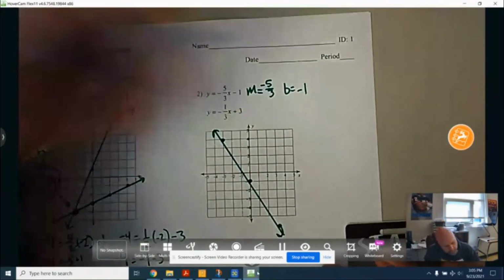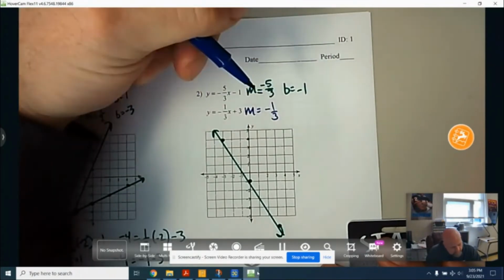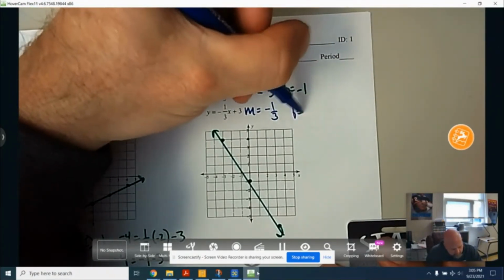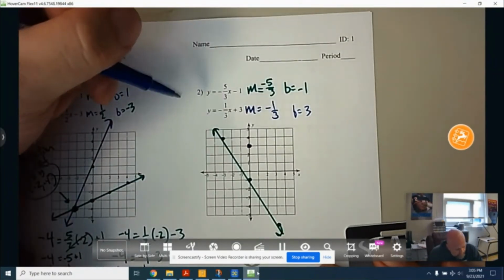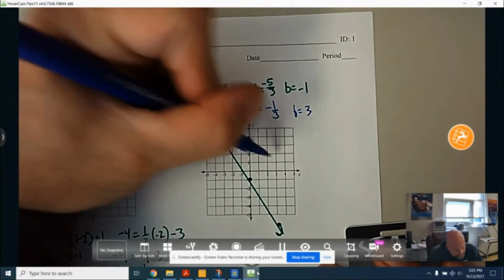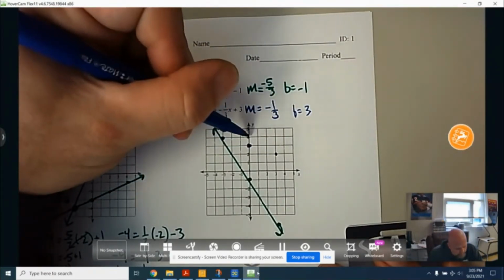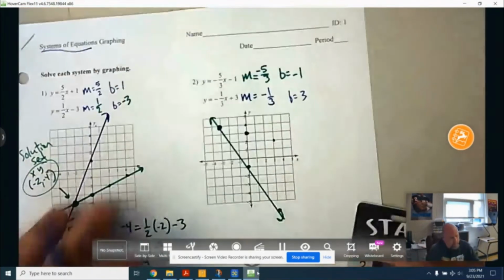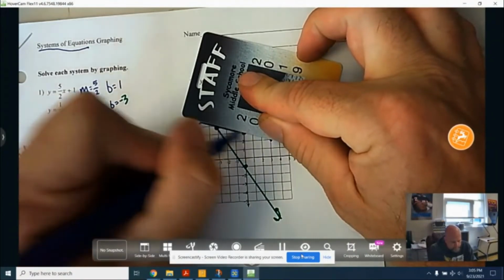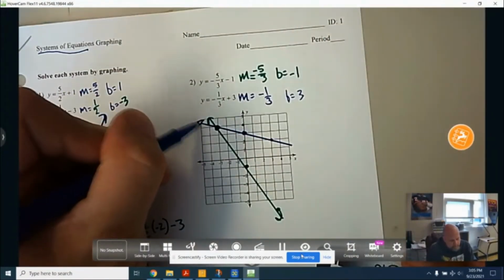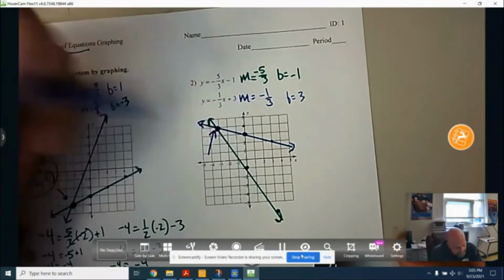Okay, the second one. M equals -1/3. B equals +3. So start at 3, go down 1, to the right 3. Okay, I'm going out of room, so I'm going to go up 1, to the right 3. And you can already see where they're going to intersect. Okay, so make your straight edge there, connect them. And our solution set is right here at this point.